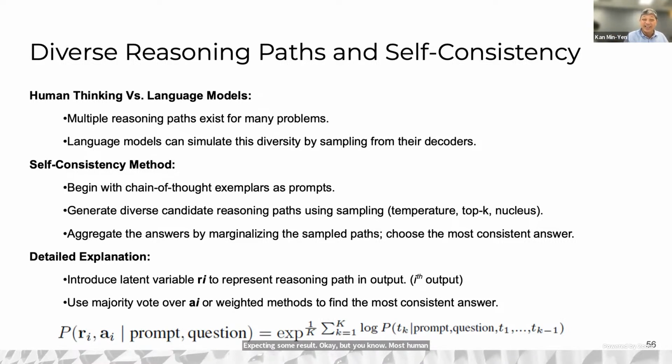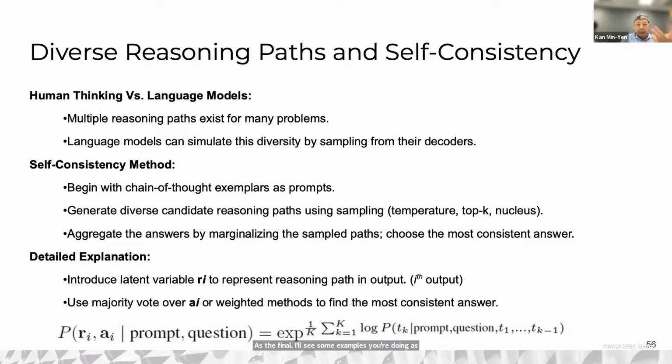So we keep doing the same thing and get the same results sometimes. In the self-consistency model, we begin with a chain of thought, the COT example as a prompt. We want to generate diverse candidate reasoning paths using sampling techniques, changing the temperature, the top K, the nucleus, etc. Then we aggregate the answers by marginalizing the path, which means basically we ignore the least popular ones and we pick the most popular one as the final answer. I'll give some examples later on as well.